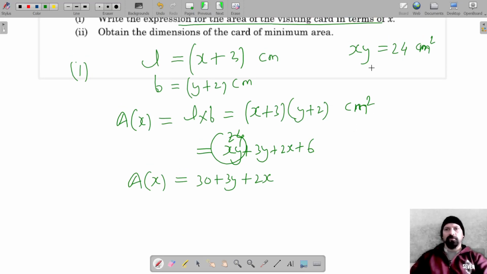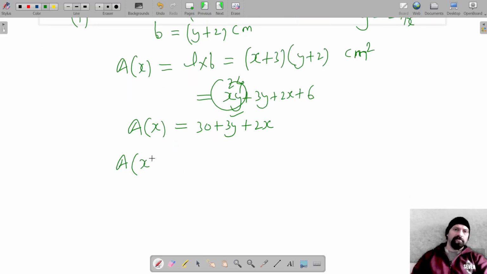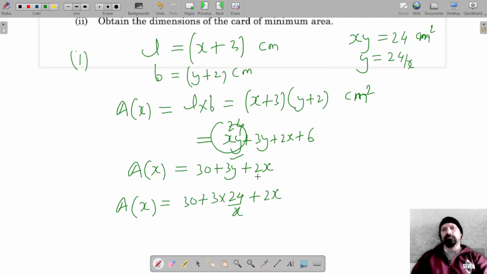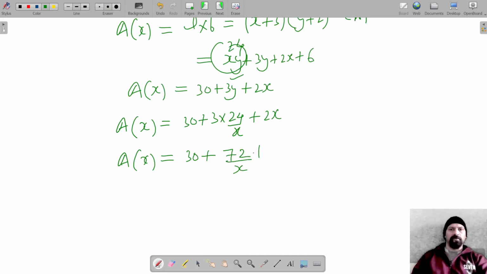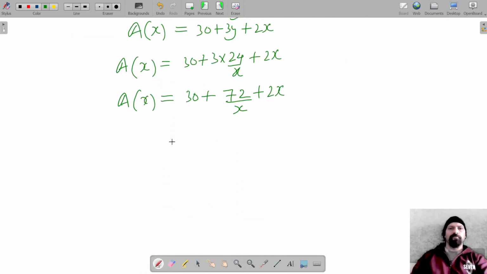And we have to get this in terms of x. Now xy is equal to 24, so I can get the value of y, which is 24 by x. Let's put in the value of y here. So area in terms of x is equal to 30 plus 3 into 24 by x plus 2x, which gives me 30 plus 72 upon x plus 2x. This is the area in terms of x. Now we have to obtain the dimensions of the card of minimum area.